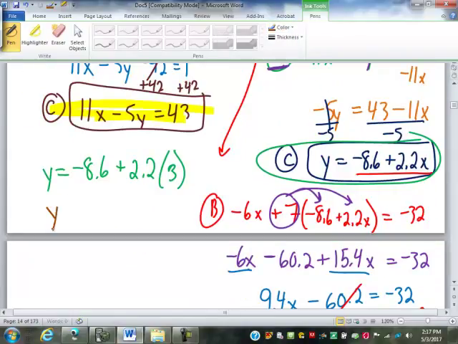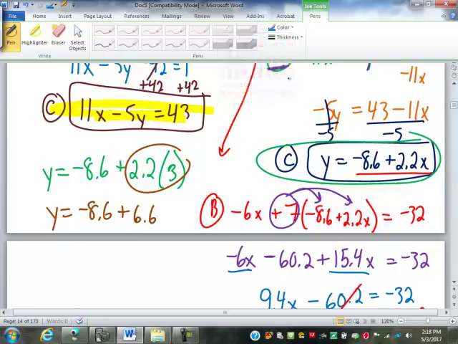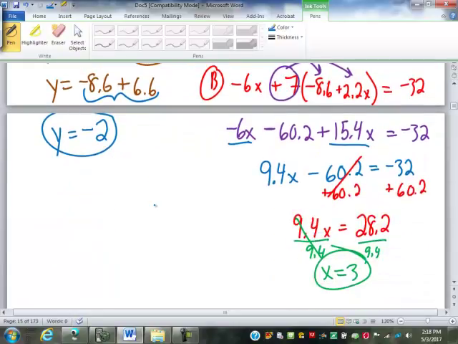So to solve that, negative 8.6 won't change. 2.2 times 3 is 6.6. Good. And we will add negative 8.6 plus 6.6, which comes out to negative 2. Yeah. Perfect. So we've got x equals 3 and y equals negative 2 so far.